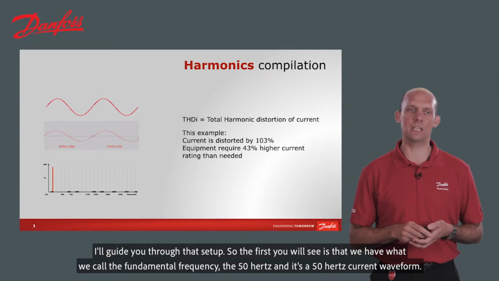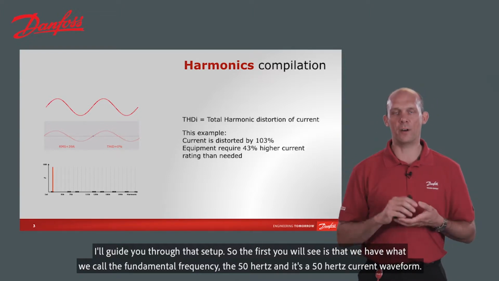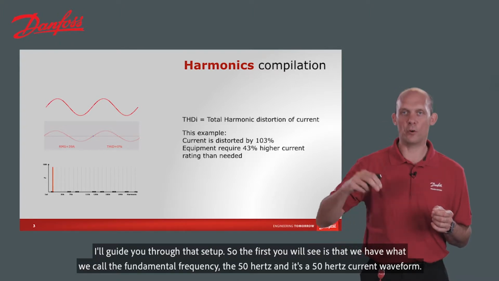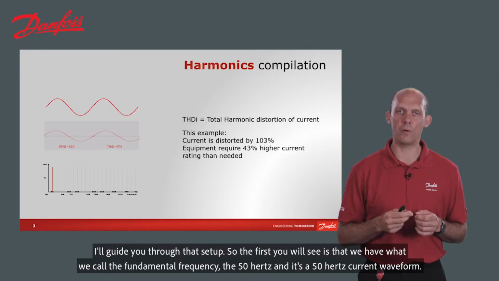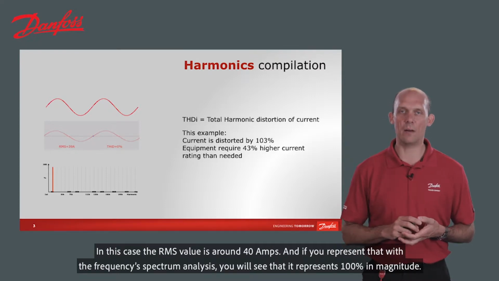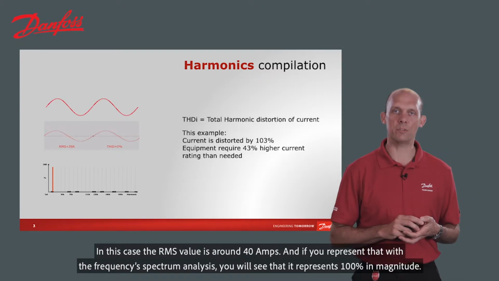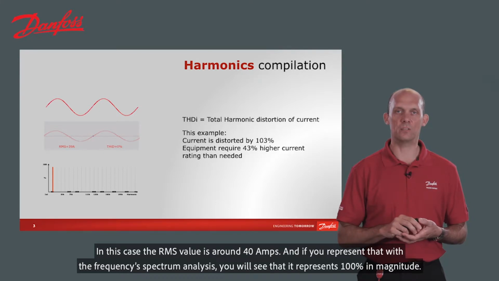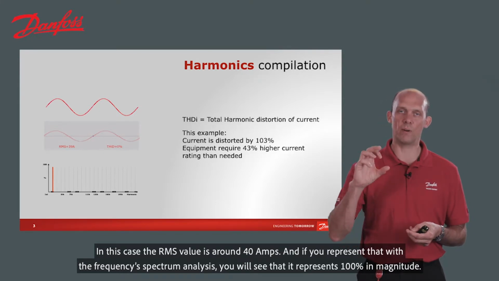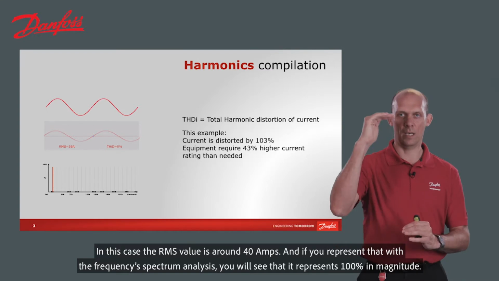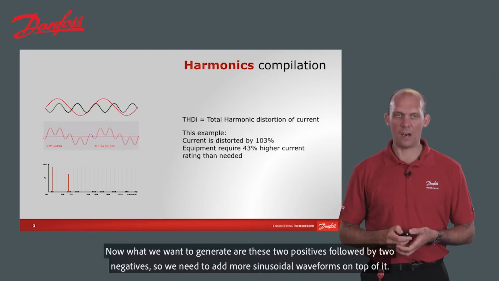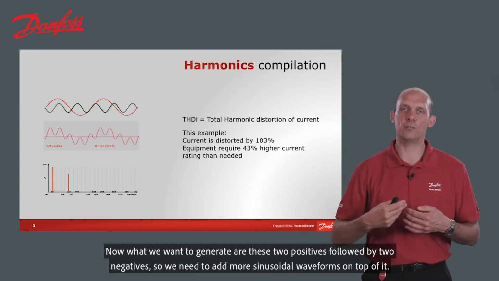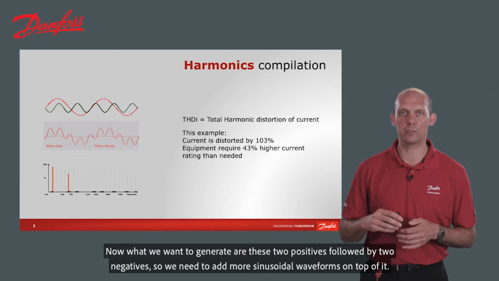So the first thing you will see is that we have what we call the fundamental frequency, the 50 Hertz, and it's a 50 Hertz current waveform. In this case, the RMS value is around 40 amps. And if you're representing that with a frequency spectrum analysis, you will see that it represents 100% in magnitude. Now what we want to generate is these two positive followed by two negative, so we need to add more sinusoidal waveforms on top of it.